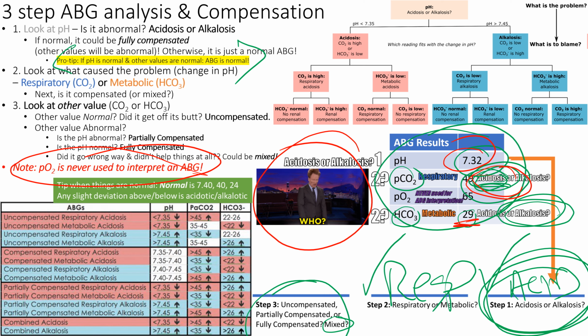But you don't need PO2 to make an ABG analysis, but you can use it to figure out why they got the ABG, right? The PO2 is 50, 65 in this patient right here, that's not great. So they're probably on the hypoxic side. They're starting to build up acid because they're probably not able to compensate for the hypoxia.